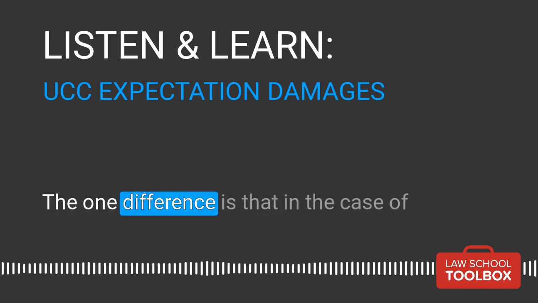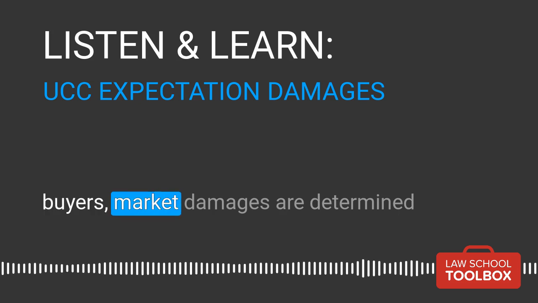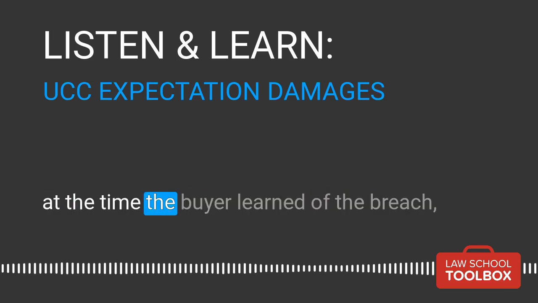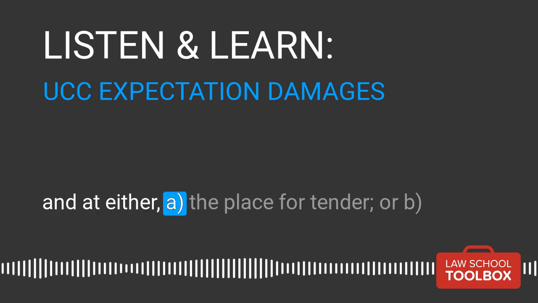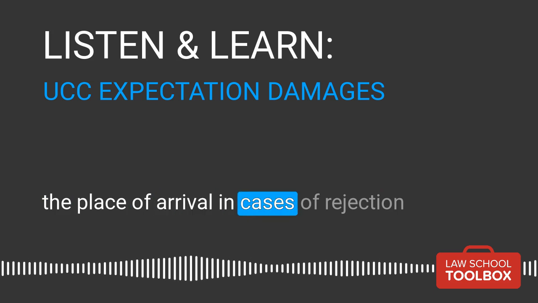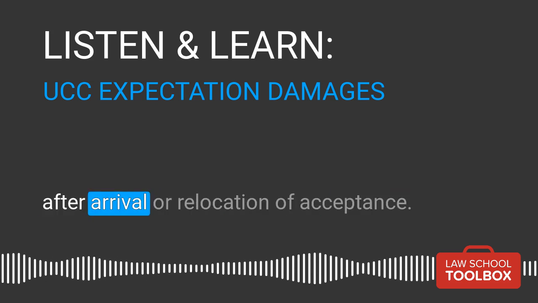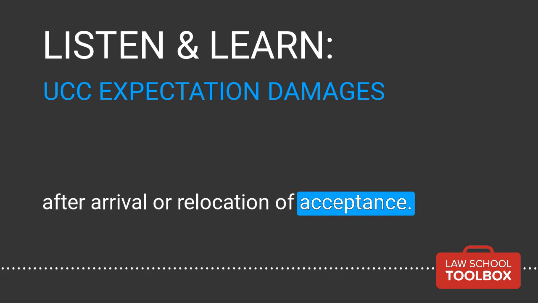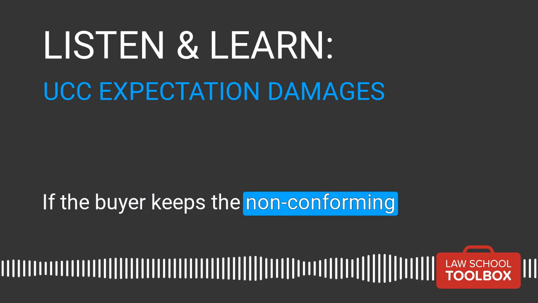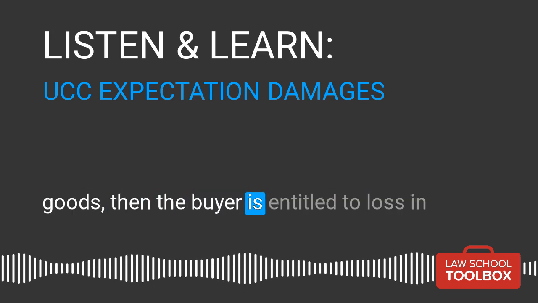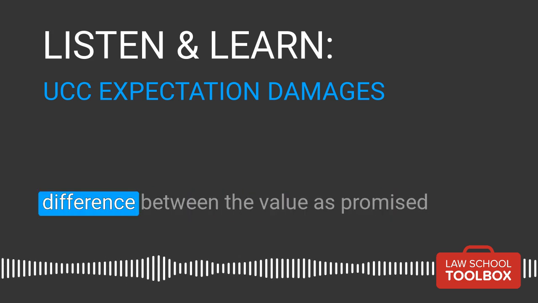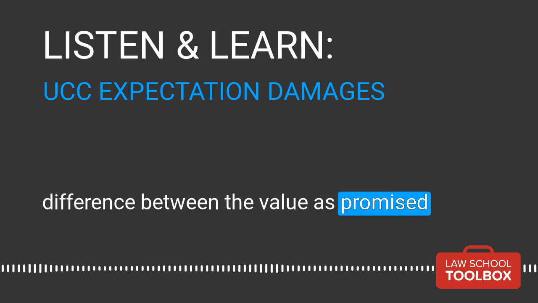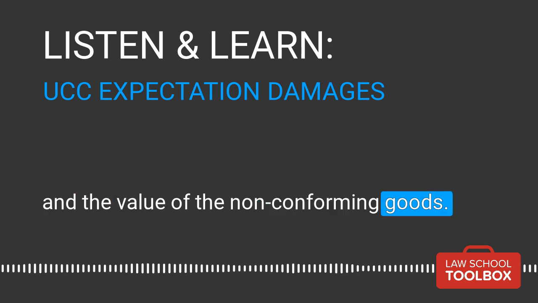The one difference is that in the case of buyers, market damages are determined at the time the buyer learned of the breach, and at either A, the place for tender, or B, the place of arrival in cases of rejection, after arrival, or revocation of acceptance. If the buyer keeps the non-conforming goods, then the buyer is entitled to loss in value damages, which are measured by the difference between the value as promised and the value of the non-conforming goods.